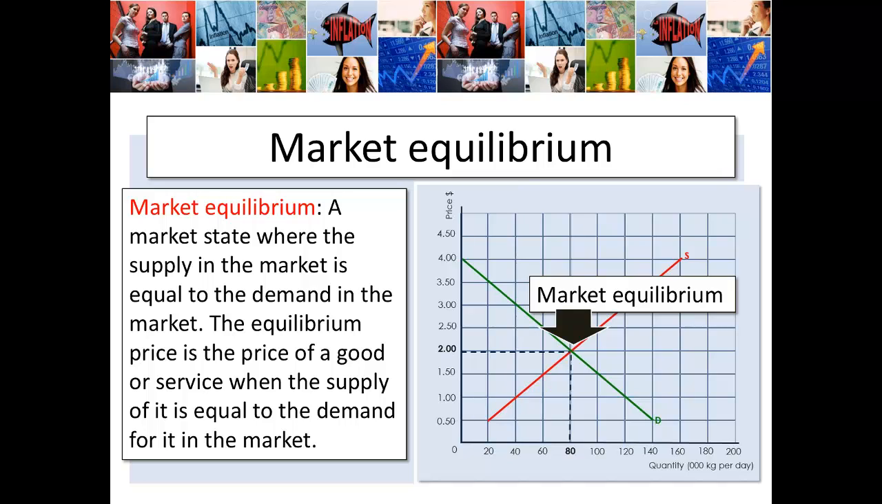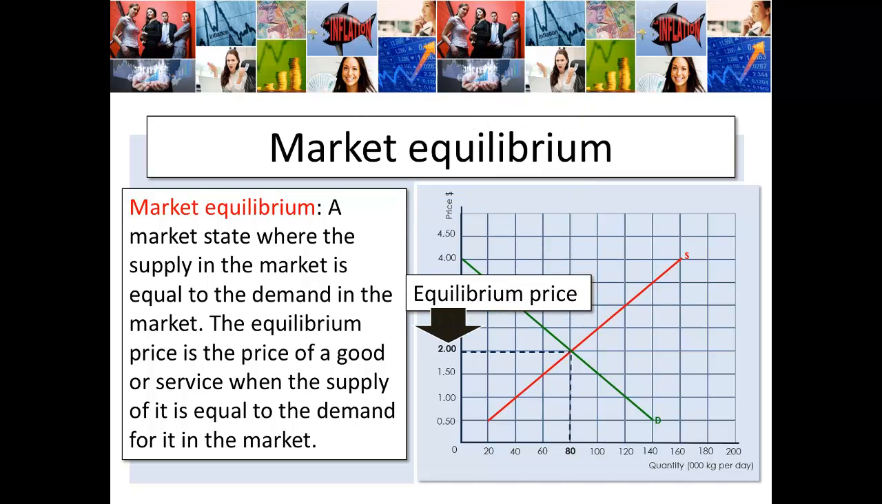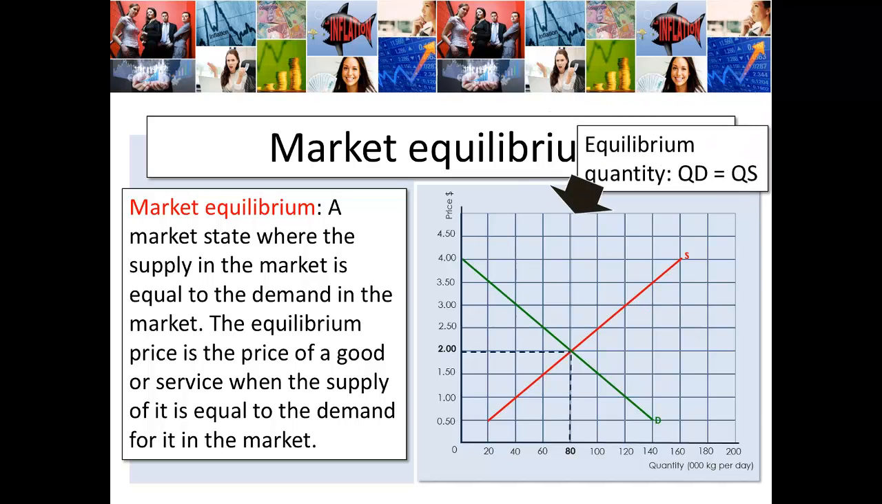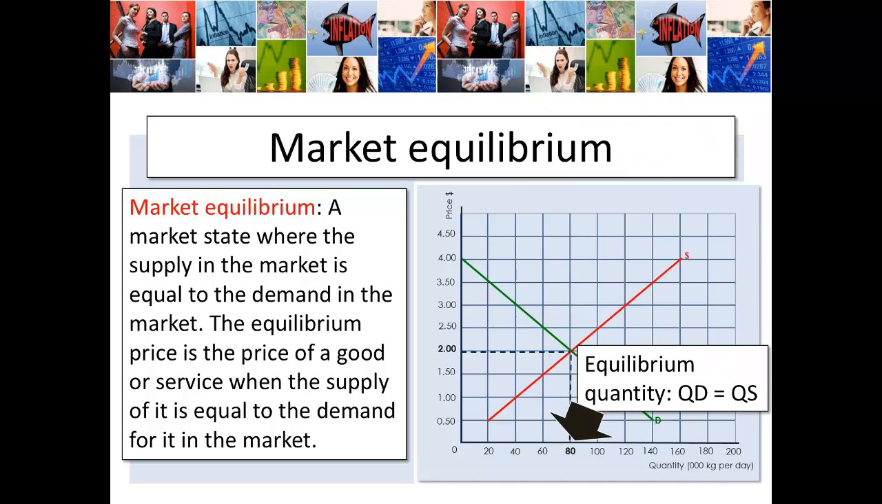Market equilibrium, where supply and demand meet. Equilibrium price and equilibrium quantity, where quantity demanded equals quantity supplied at that particular price of $2. If the price was somehow set higher or somehow set lower, then the quantity demanded would not equal quantity supplied. But we'll take a look at this a little bit later on.